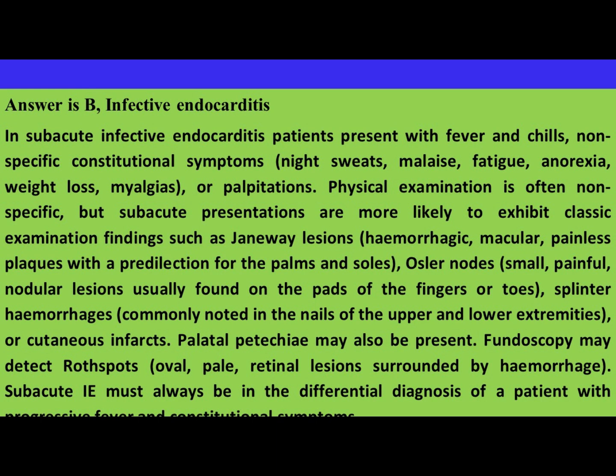Osler nodes, small, painful, nodular lesions usually found on the pads of the fingers or toes, splinter hemorrhages, commonly noted in the nails of the upper and lower extremities, or cutaneous infarcts. Palatal petechiae may also be present. Fundoscopy may detect Roth spots, oval, pale, retinal lesions surrounded by hemorrhage. Subacute endocarditis must always be in the differential diagnosis of a patient with progressive fever and constitutional symptoms.